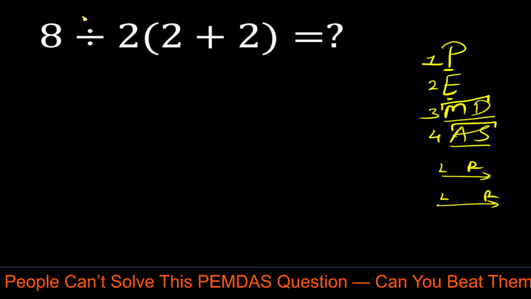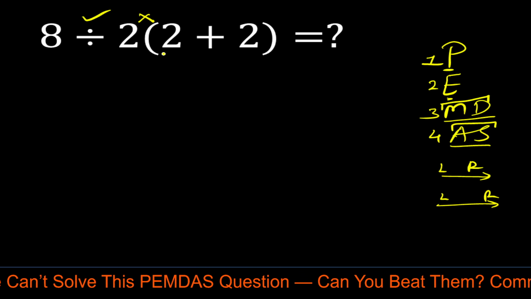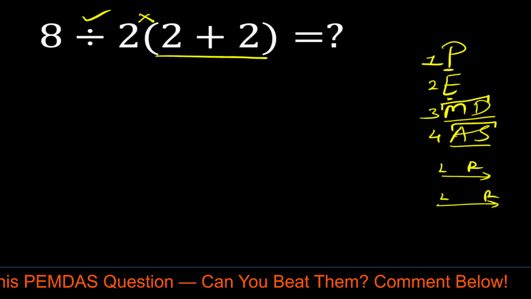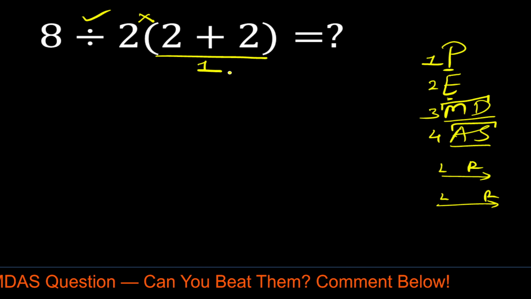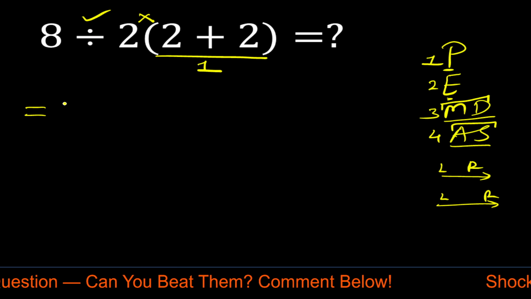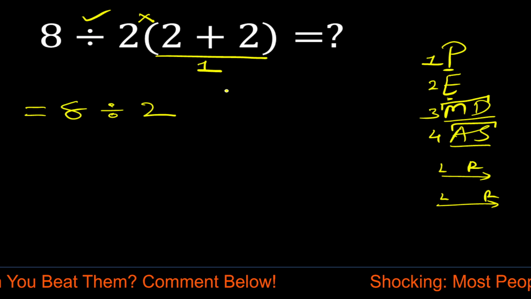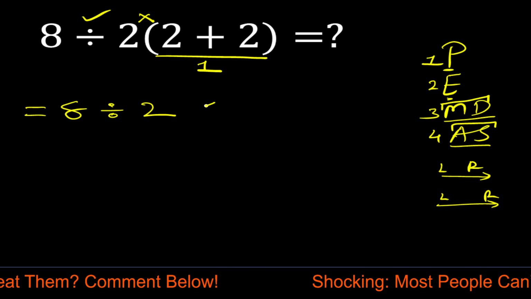So in this question, here we have division, here multiplication, and here we have one parenthesis, right? So according to the PEMDAS rule, first we have to solve this parenthesis. So now 8 divided by 2. Now solve this parenthesis. 2 plus 2 is equal to 4.